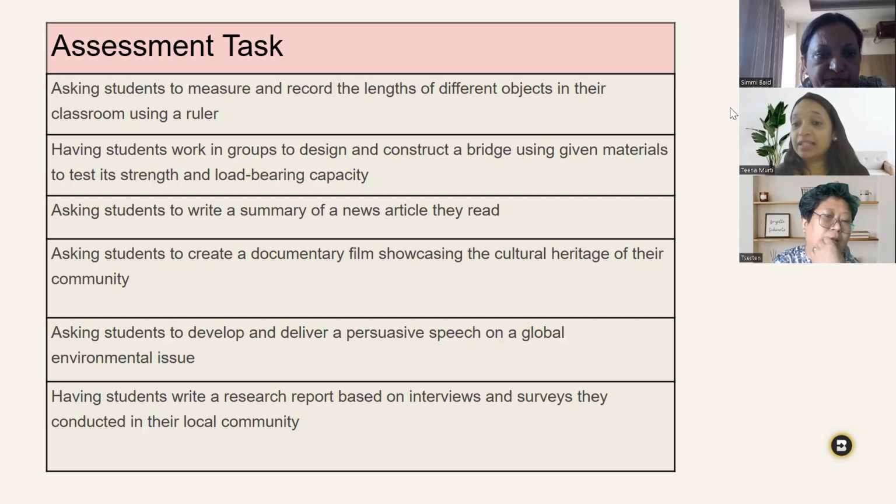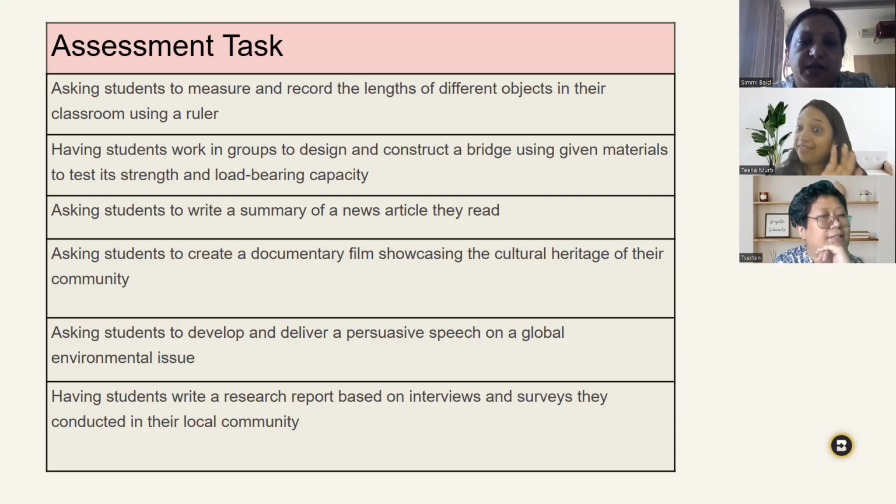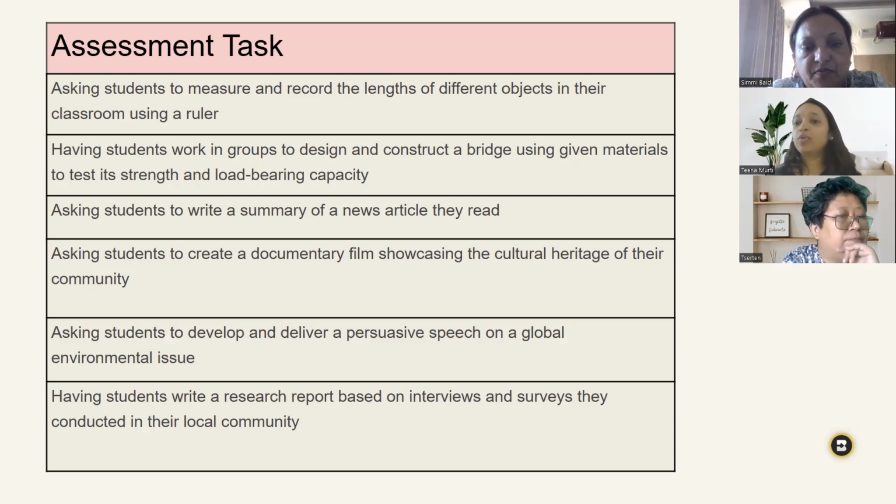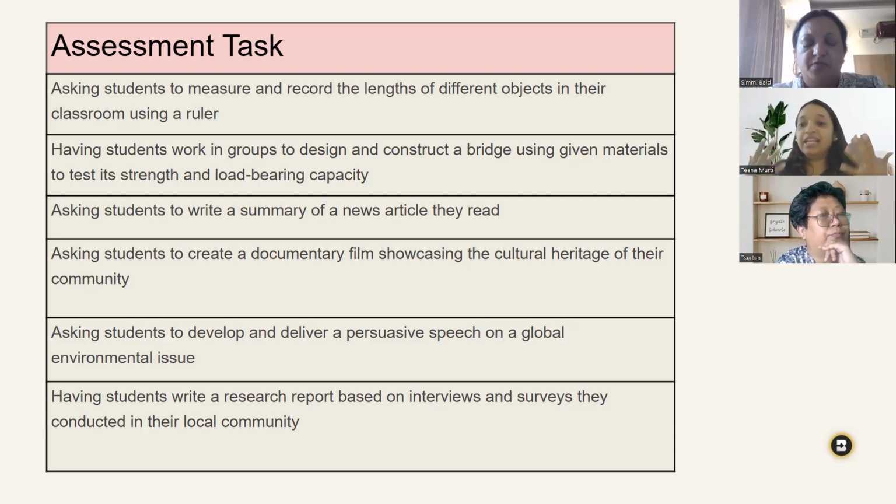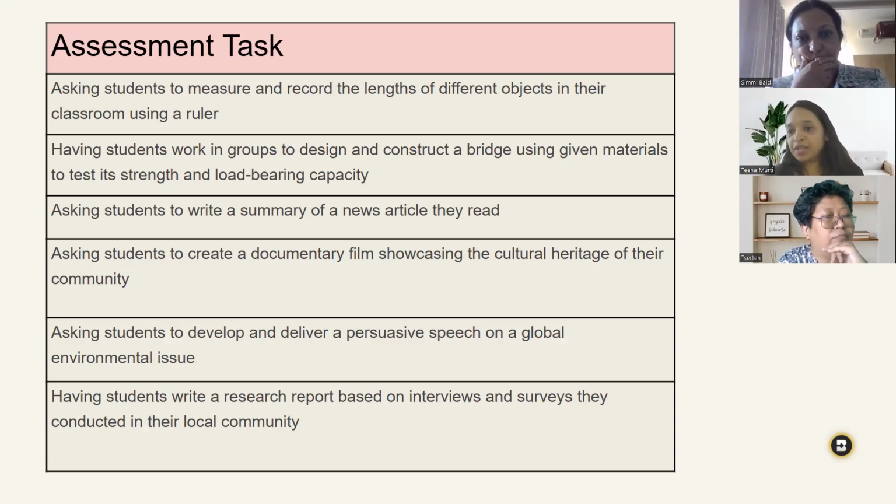In fact, if you look at this task, it says somewhere that using given materials to test its strength, and load bearing capacity. So now, when they are looking at this task, they will come up with these scenarios you just mentioned. The children are thinking about what kind of evidence we should create to make our teacher understand our understanding of its strength and load-bearing capacity.